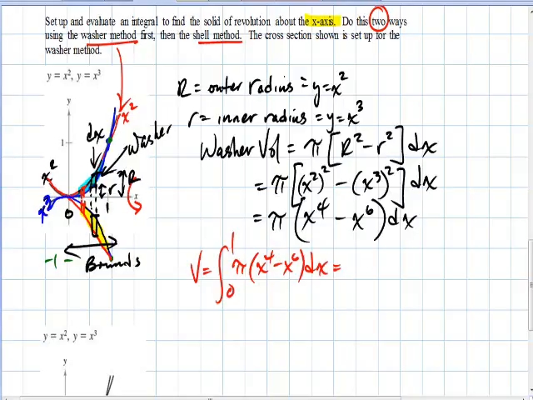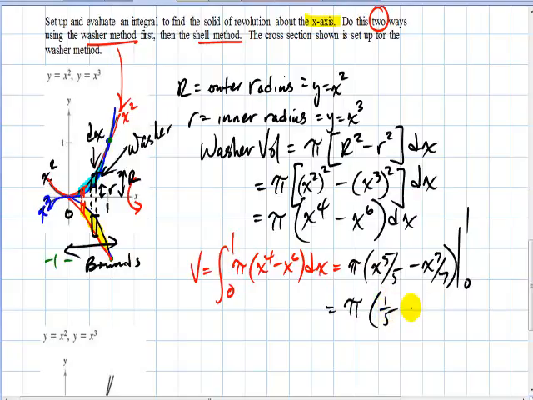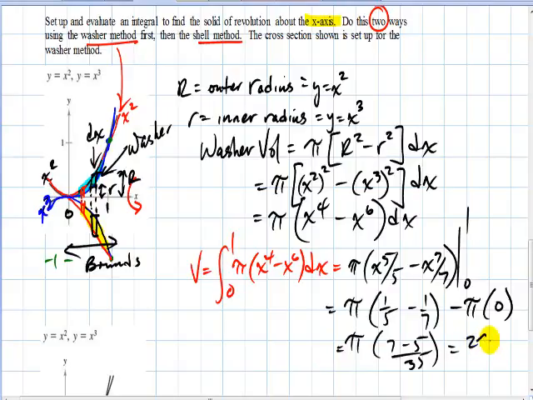So the question is, what is that? When you integrate, it's pi times x to the 5th divided by 5 minus x to the 7th divided by 7, evaluated from 0 to 1. So we're going to get pi times, 1 to the 5th is 1, divided by 5 is 1/5, minus 1/7, minus pi times 0. What is that? Well, it's pi times 7 minus 5 divided by 35, and that's going to be equal to 2 pi 35ths. All right, cubic units. There's my volume. That's using a washer method where the cross sections are vertical.